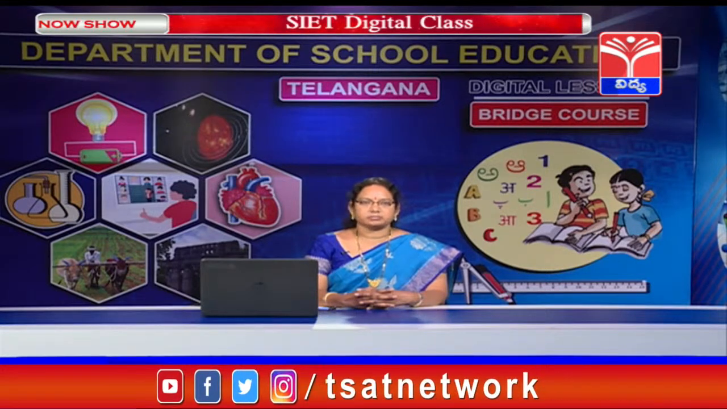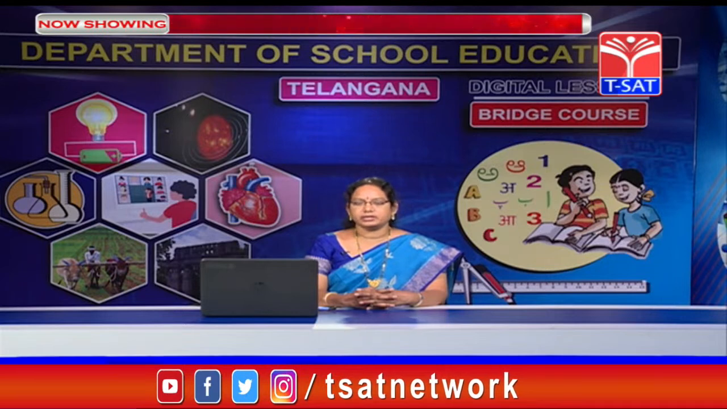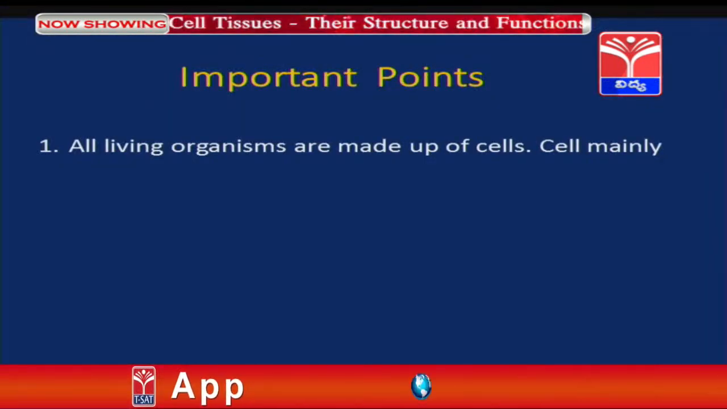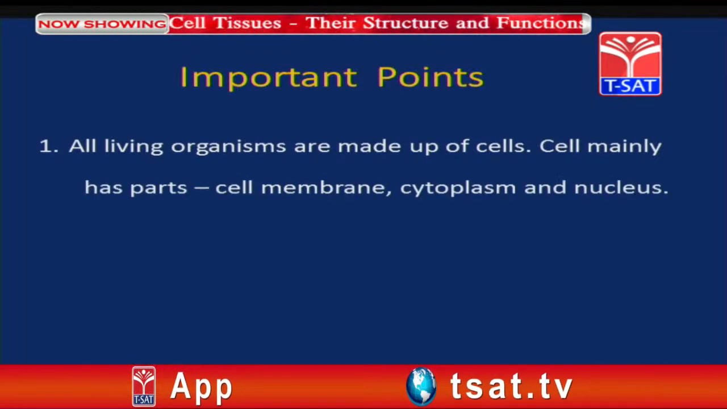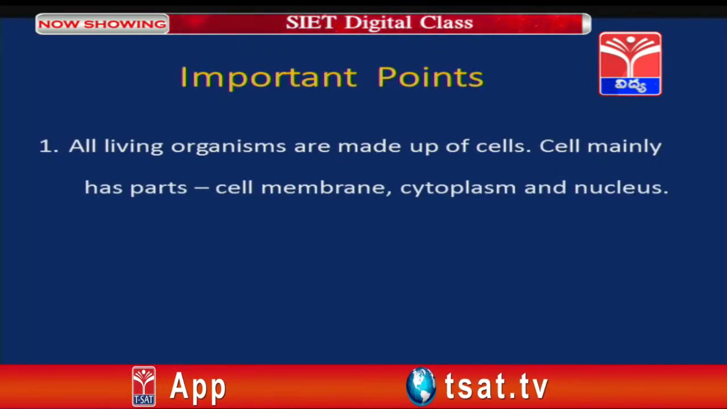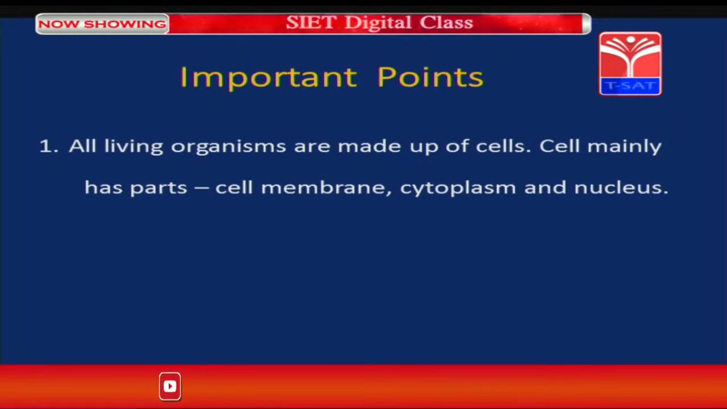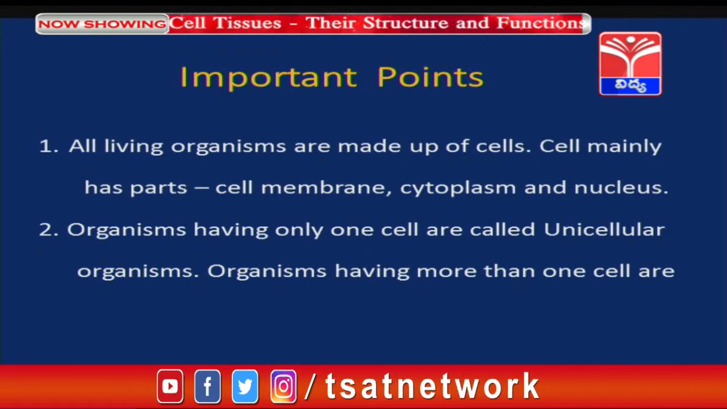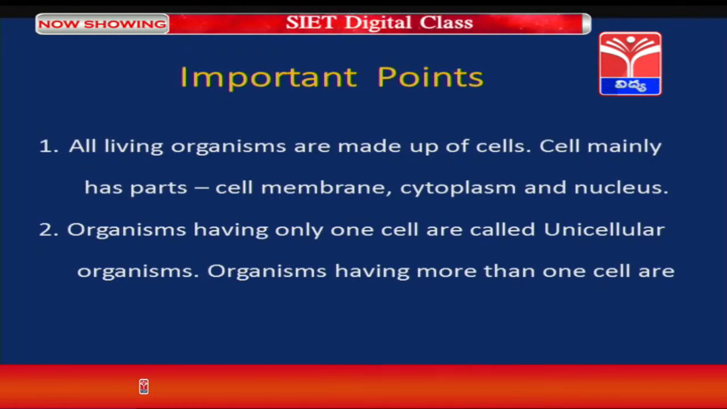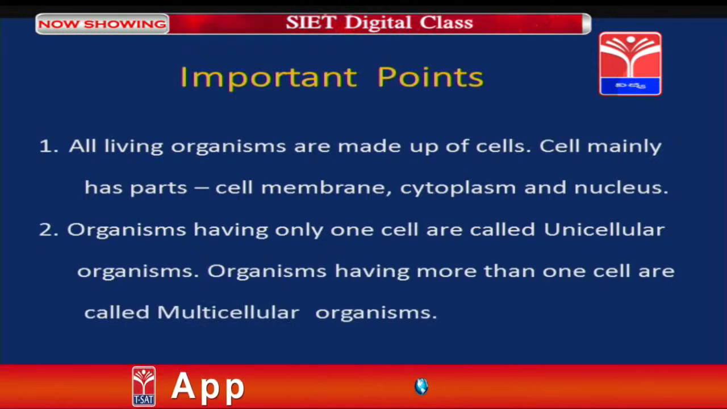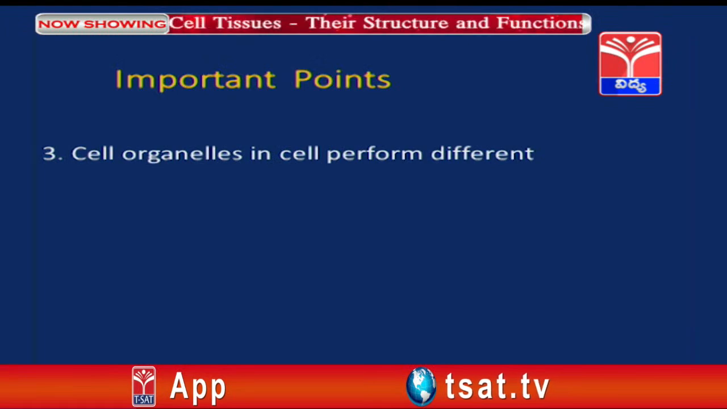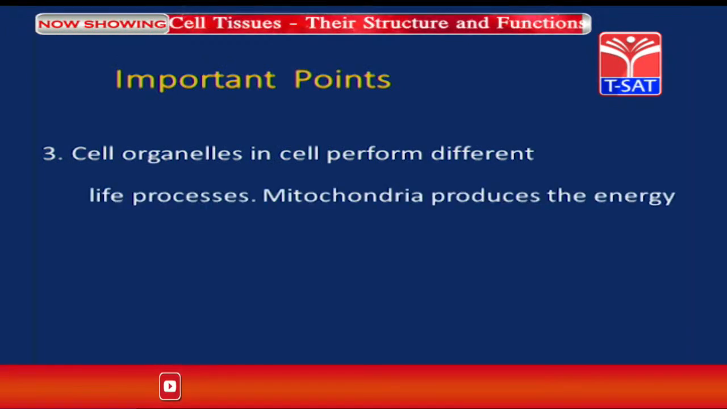Now, let us summarize and see some of the important points. All living organisms are made up of cells. Cell mainly has parts cell membrane, cytoplasm and nucleus. Organisms having only one cell are called unicellular organisms. Organisms having more than one cell are called multicellular organisms. Cell organelles in cell perform different life processes.